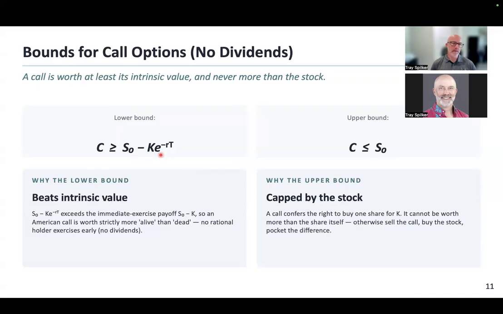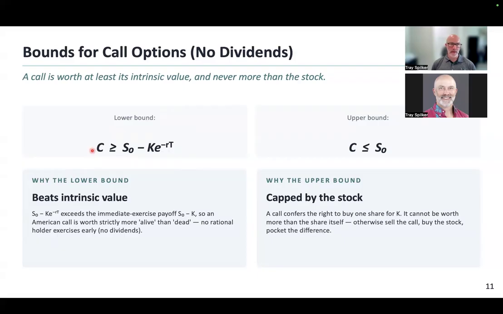Generally speaking, I'll come to this in a minute, this lower bound condition. In the case, well, actually, I'll talk about it now. In the case where there's no dividends being paid on the stock, you'll notice here I'm talking about an American stock call option with capital C.